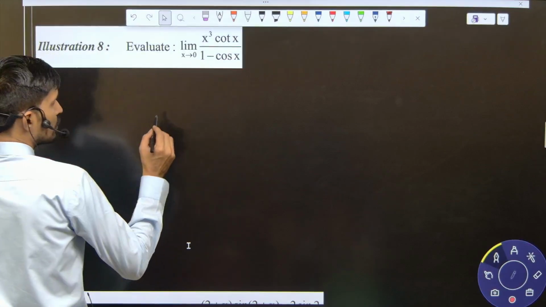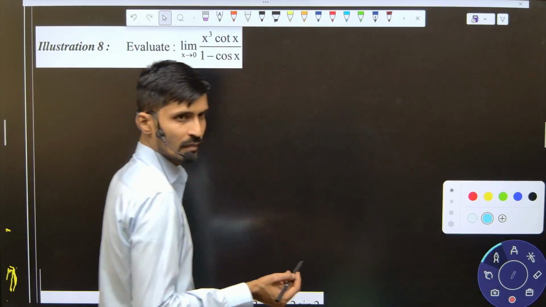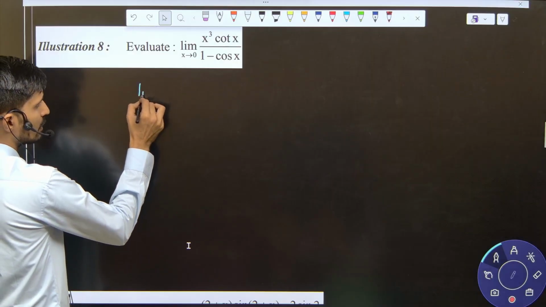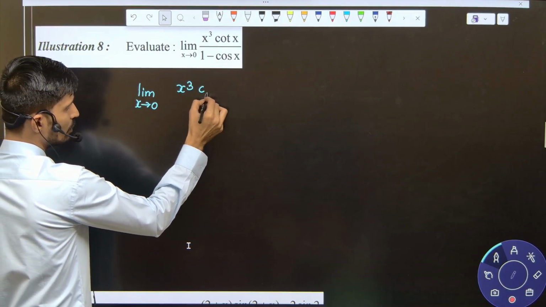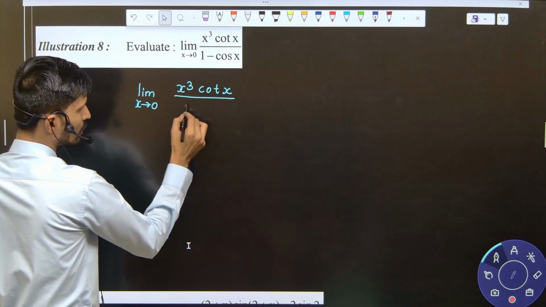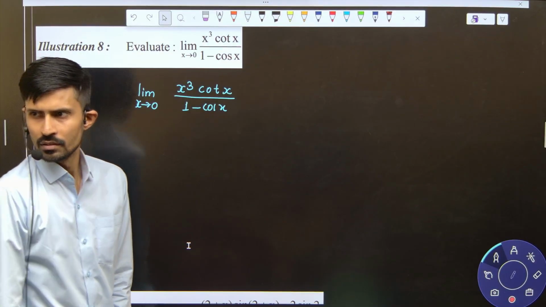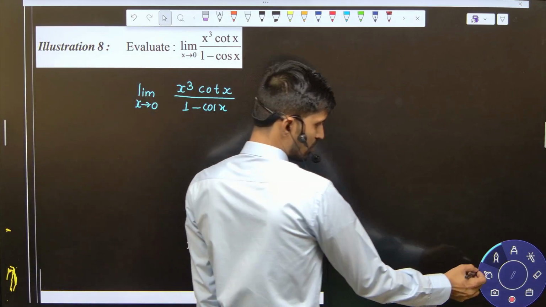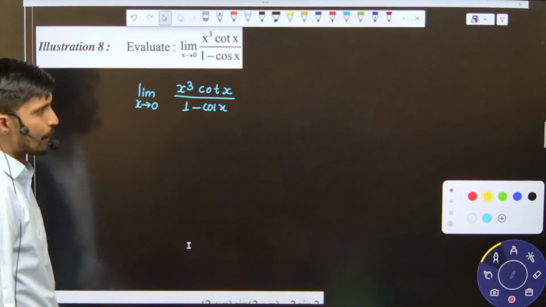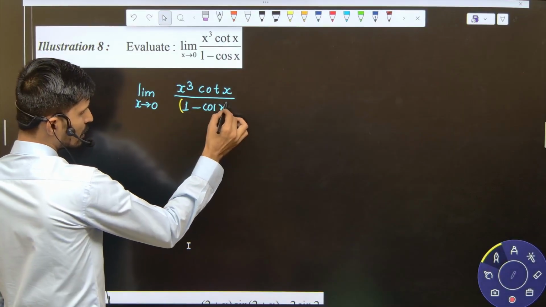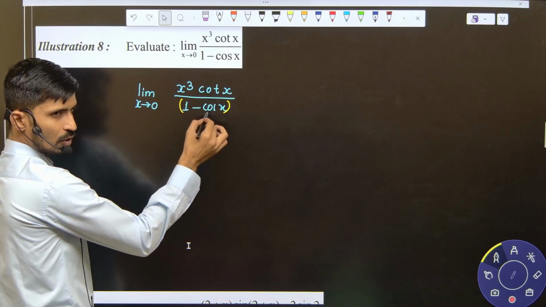Okay. Now, limit x tends to 0, x cube cot x upon 1 minus cos x. I am going to check this limit. When I put x as 0, cot 0, cos 0 is 1, 1 minus 1 is 0. This is 0 by 0 form first.